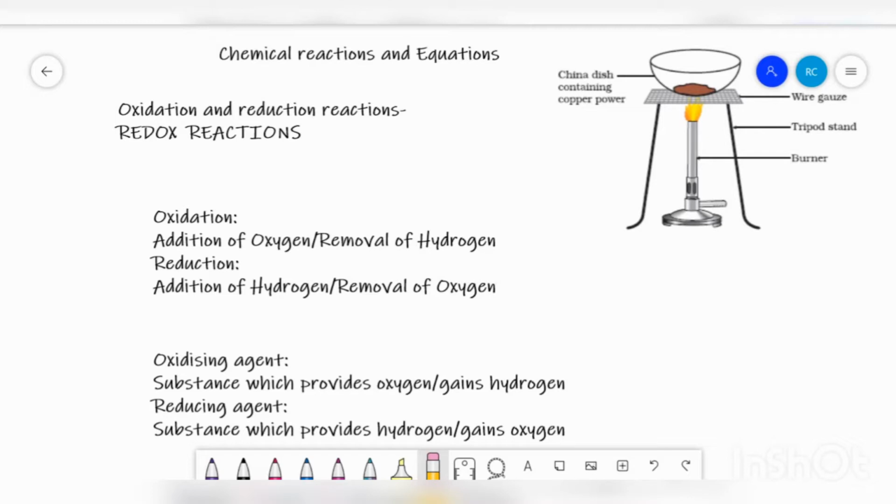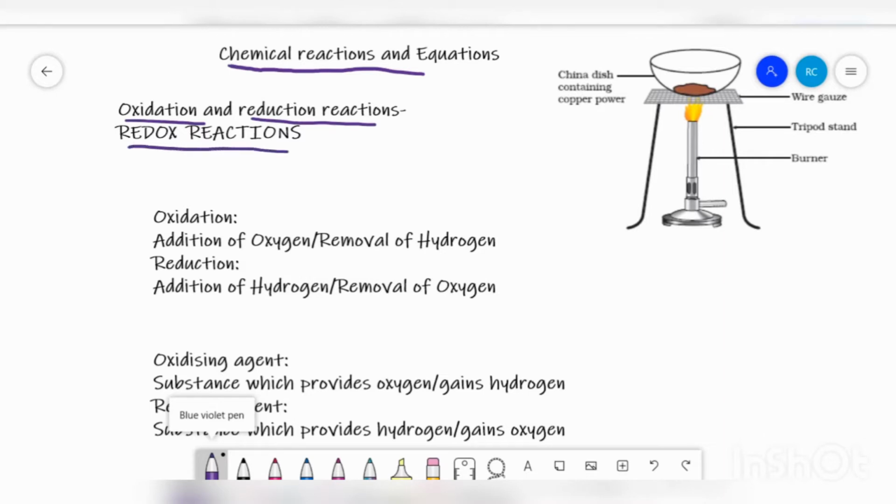Today we will discuss chemical reactions and equations. It is chapter 1, and the topic we are going to discuss is oxidation and reduction reactions. The oxidation and reduction reactions are generally called redox reactions.